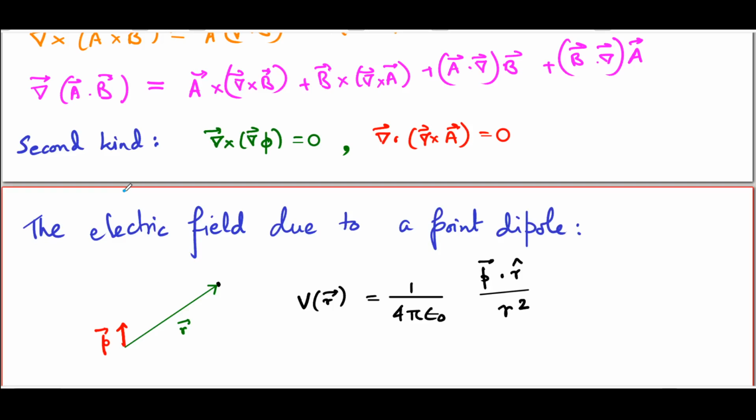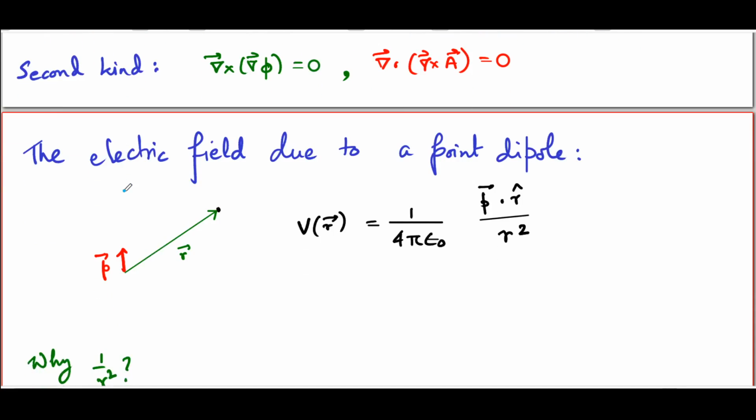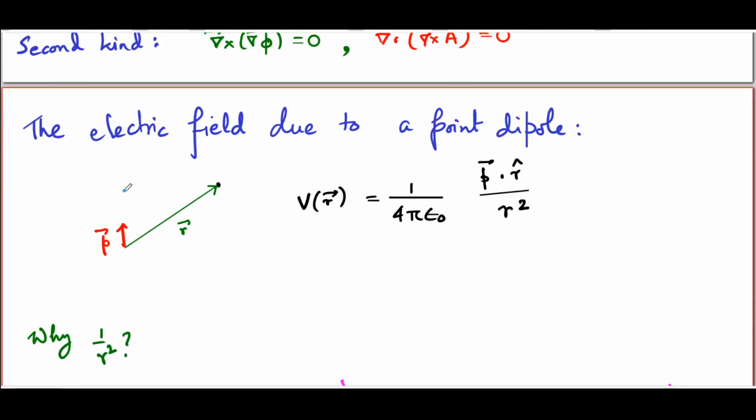What might strike you is that in a dipole, the potential depends as inverse square of r and not as 1 over r, which is the standard dependence of the potential on distance for a point charge. Of course, you can think of a point dipole as two equal and opposite charges placed very close to each other, and from that you can easily derive this expression.